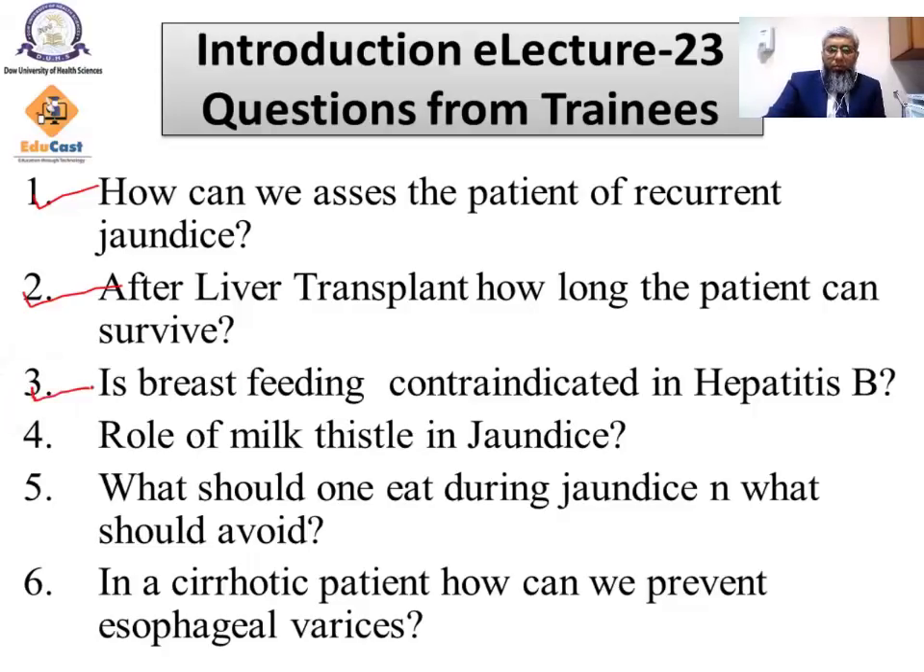Coming to question number 3: is breastfeeding contraindicated in hepatitis B? Any mother who has hepatitis B should continue to feed and not stop feeding. Unfortunately, it is common practice that people think that when they breastfeed their baby, the virus will be transmitted to the newborn. This is a wrong concept. Continue with the feeding and encourage breastfeeding.